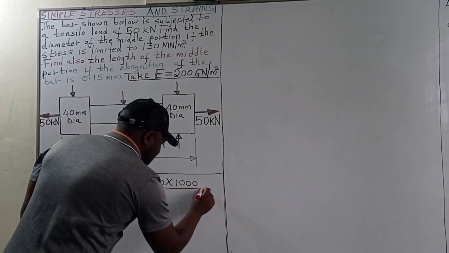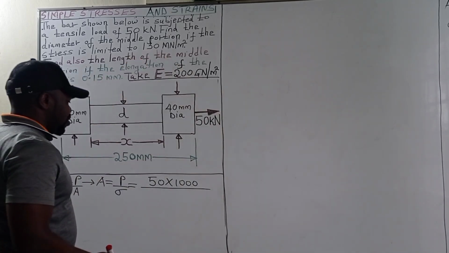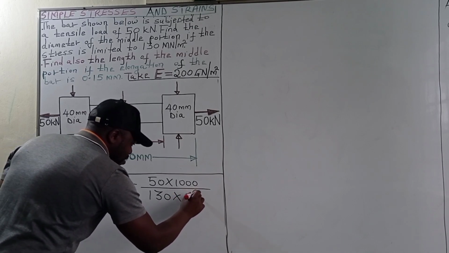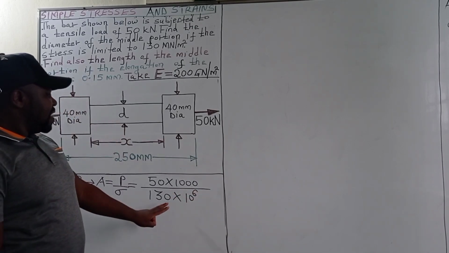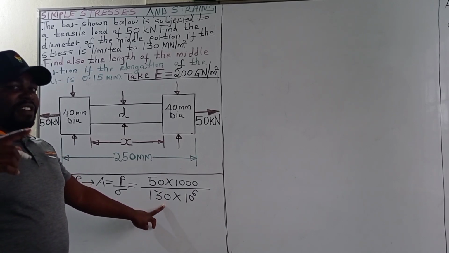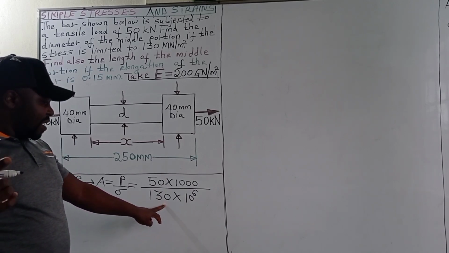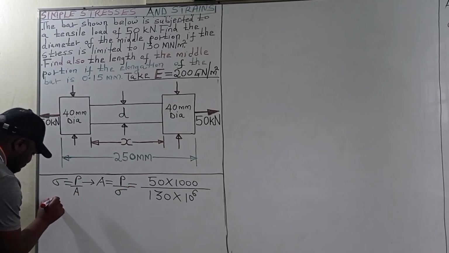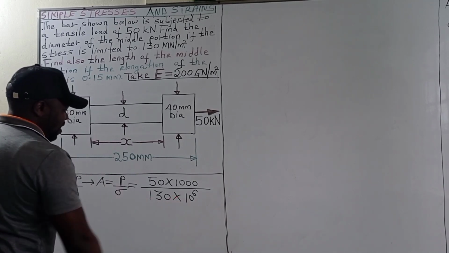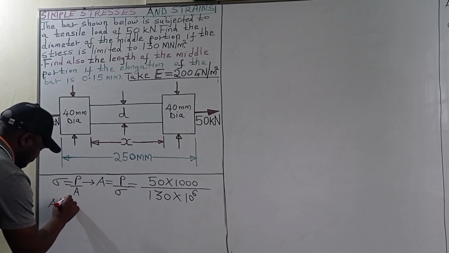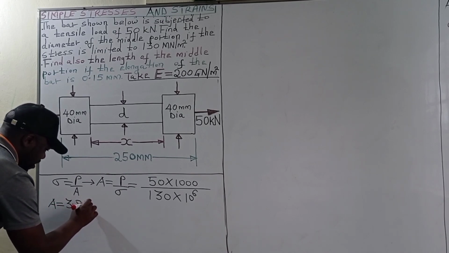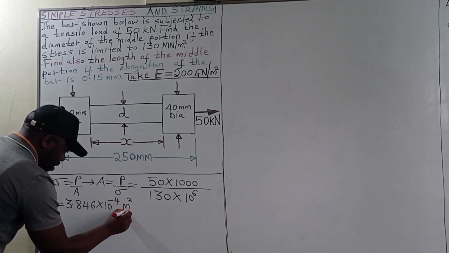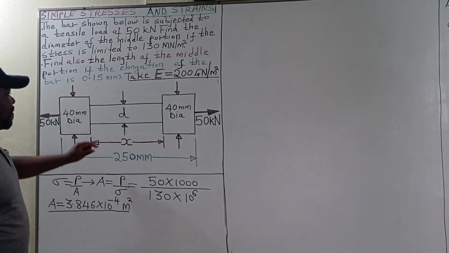Then we divide this by the stress in the middle portion, that is 130 meganewtons per square meter. We convert it to newtons per square meter, since 1 meganewton is equivalent to 1 million newtons. Now, when you divide 50,000 by 130 times 10 raised to power 6, you are going to get an area of 3.846 times 10 raised to the power of -4 square meters. So this is the cross-sectional area of the middle portion.